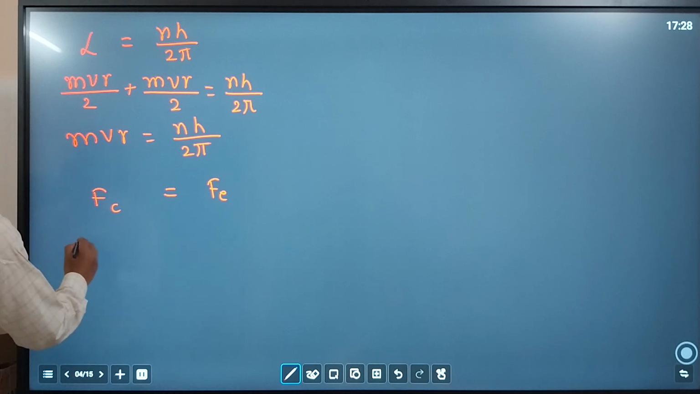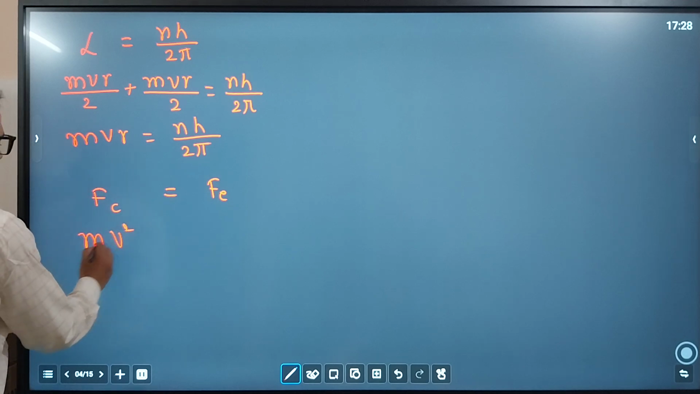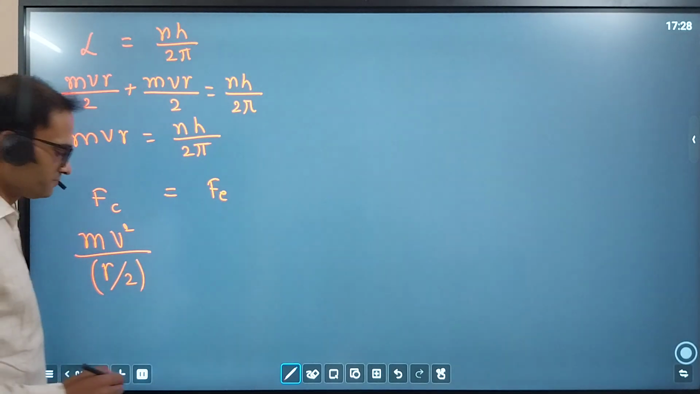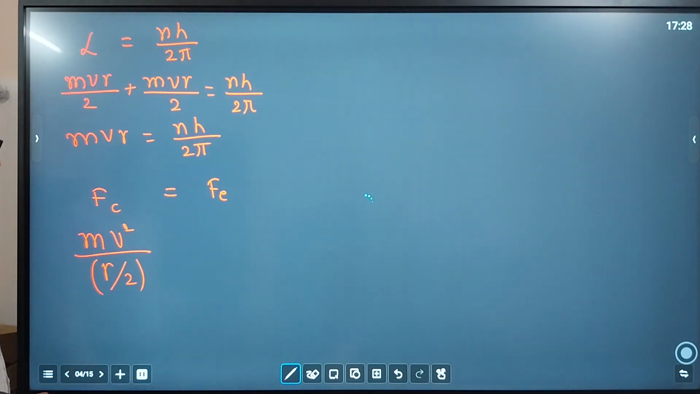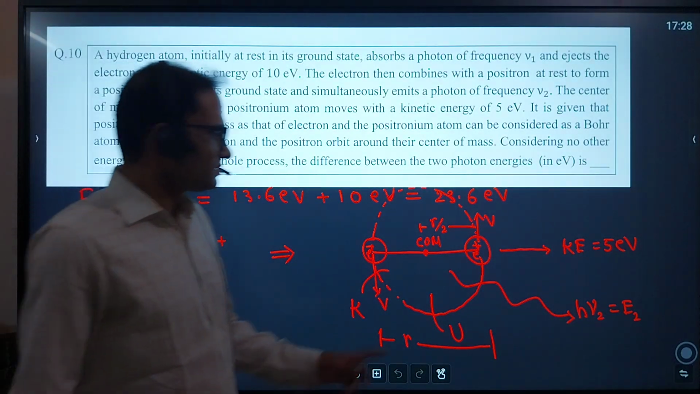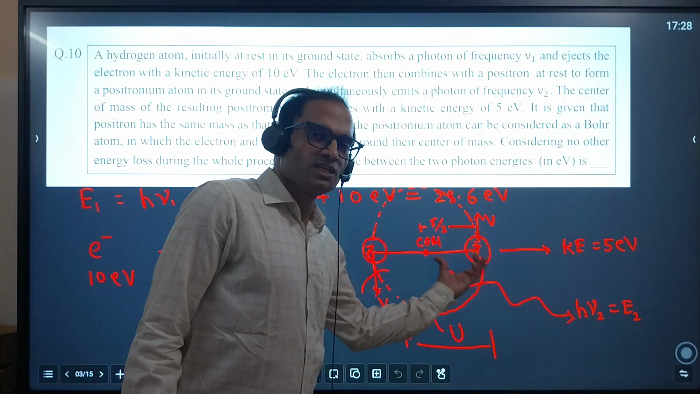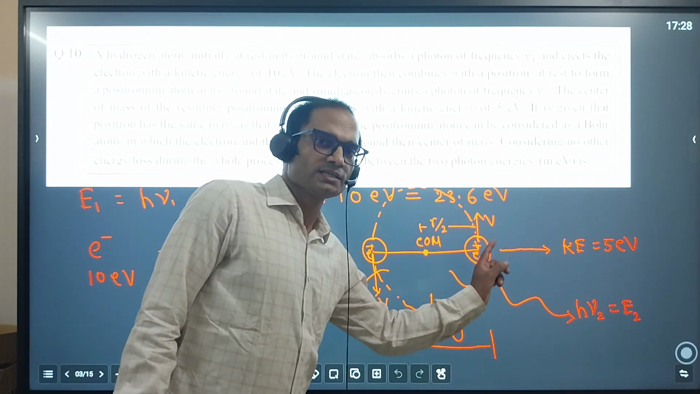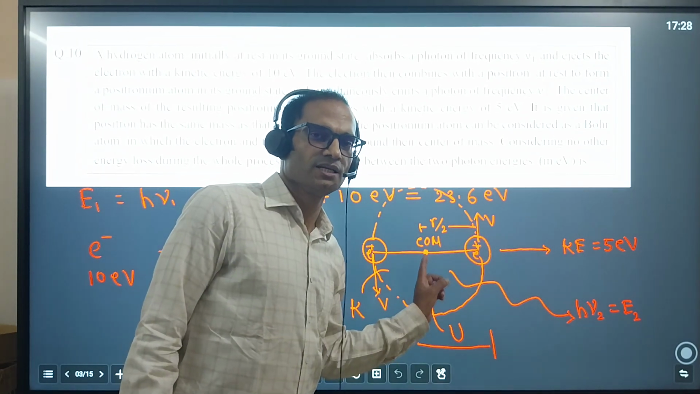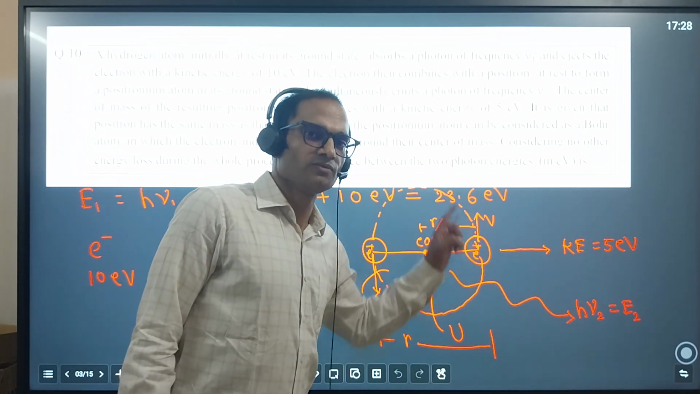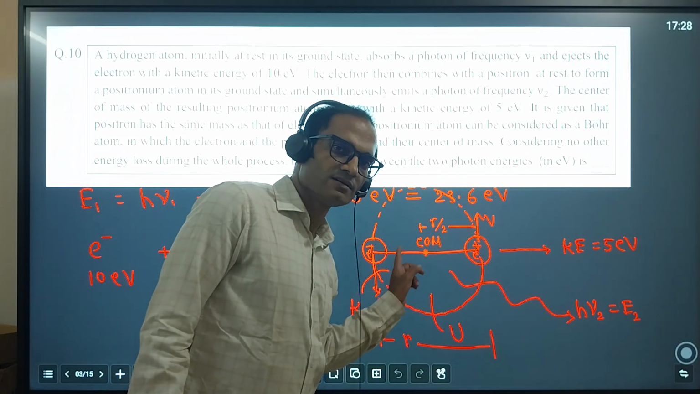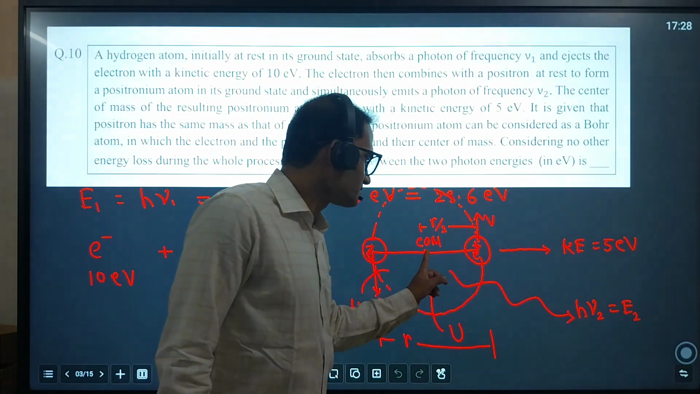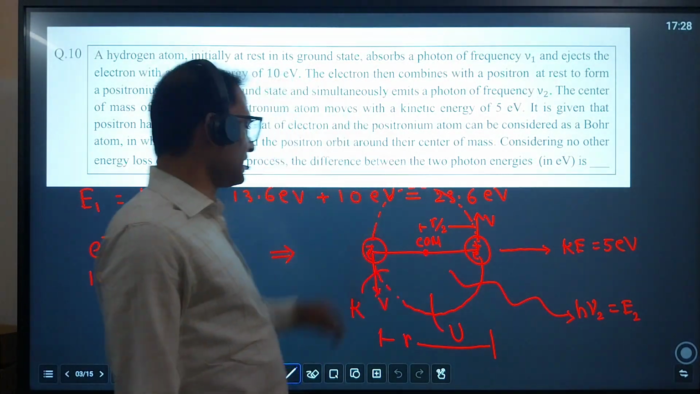So the centripetal force will be mv square by r by 2. Okay, now there is a problem. Why r by 2? See, the radius of the circle is only r by 2. Okay, the distance between them is r. While calculating electrostatic attraction, we have to use r, but while calculating the centripetal force we have to use r by 2.